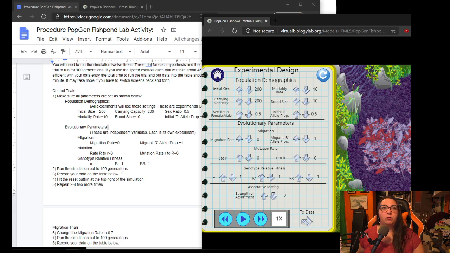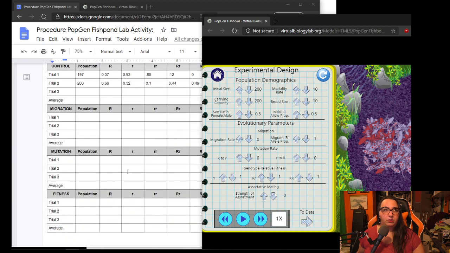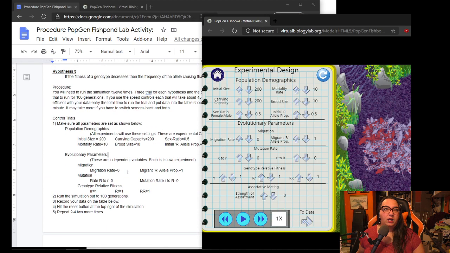Once we've got that, we're going to run the simulation out to 100 generations. We're going to record the data on the table below, which is down here. And then we're going to hit the reset button at the top right. Here is our reset. And then we're going to repeat that 2 more times to get all of our trials. So let's see what this comes out to be.